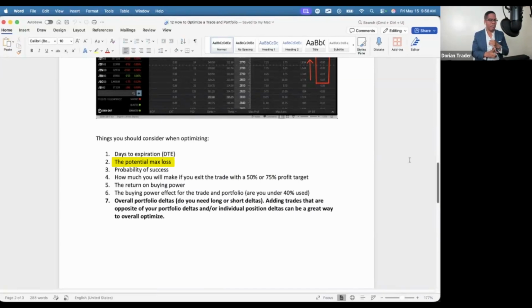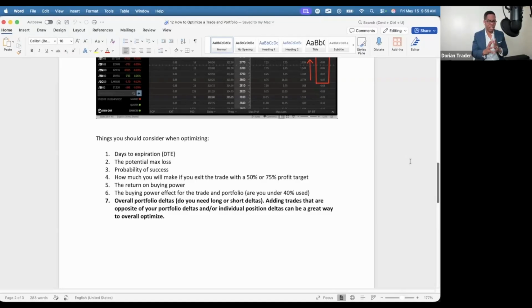You obviously want to consider your max loss. So if you're doing a 10 point wide spread, one contract, your max loss is $1,000 minus the premium received. Or if you do a 50 point wide spread, your max loss is $5,000 minus the credit you receive.